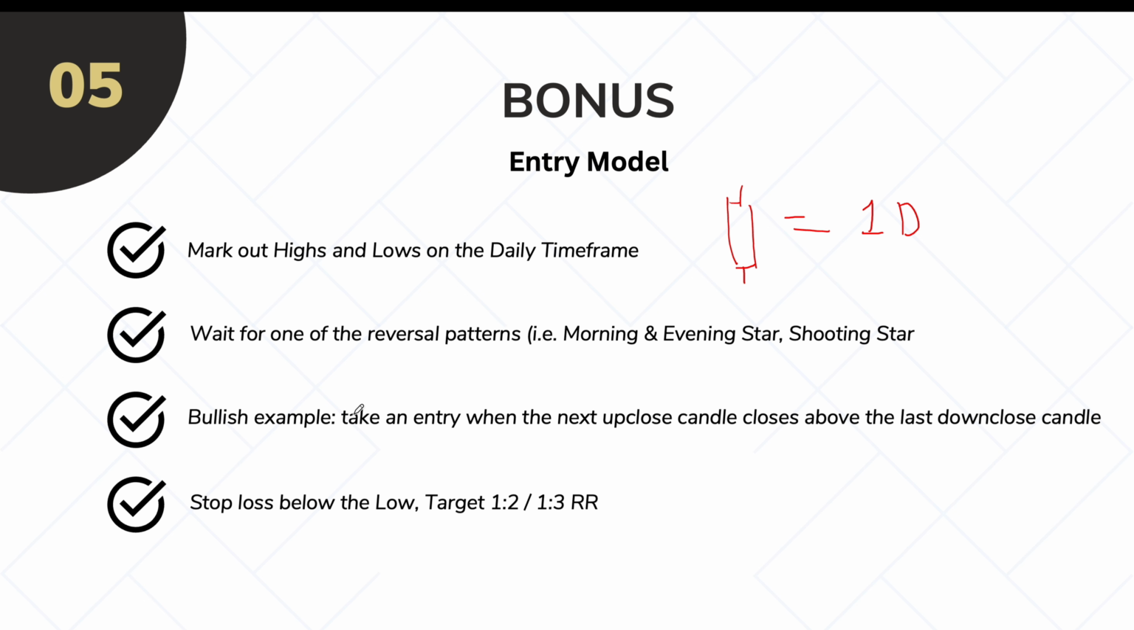And in the bullish example, which I'm going to show to you in a second, take your entry when the next up close candle closes above the last down close candle. And then your stop loss is going to be below the low, and the target is going to be a 1 to 2 or a 1 to 3. And maybe this doesn't mean much to you yet, and that's fine, because later in the episode we're going to talk about this in detail.